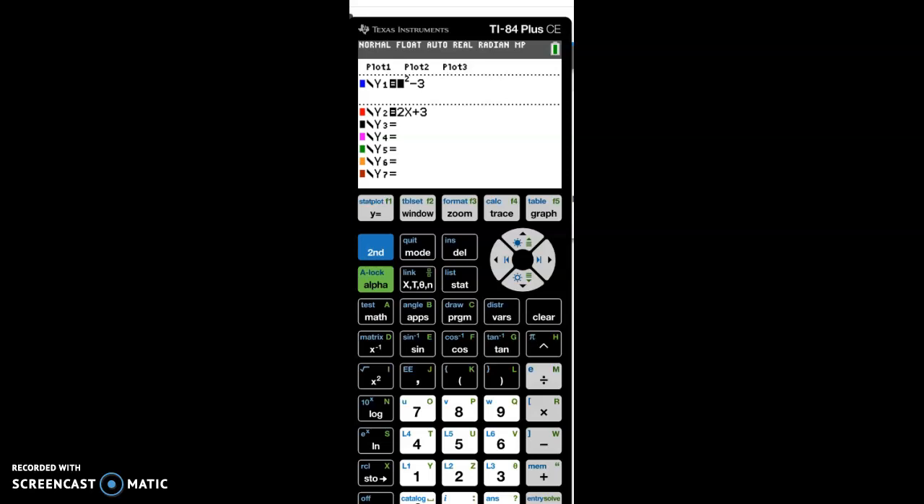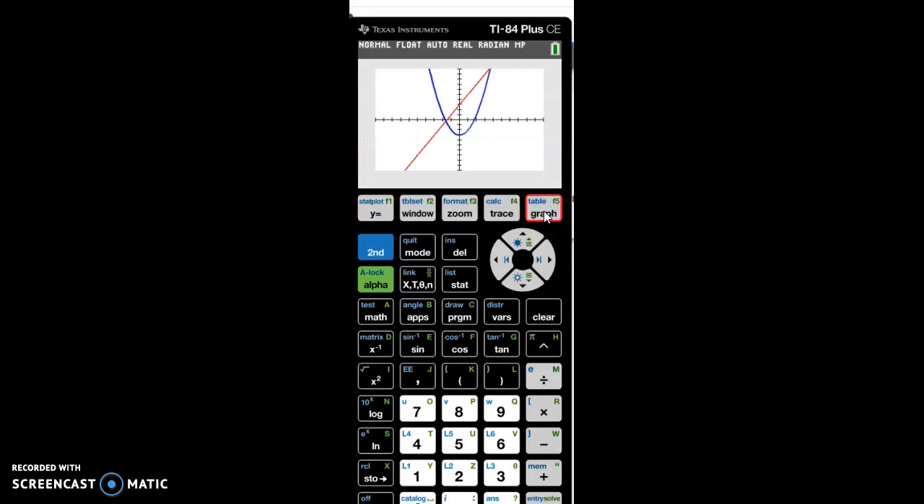Hi everyone, this video will look at how to use your graphing calculator to trace values, to find a y value of a function, and then most importantly, how to find the intersection between two functions. So I went ahead and put in two functions, x squared minus 3 and 2x plus 3. And if I graph those, you can see one is a parabola and one is a line.